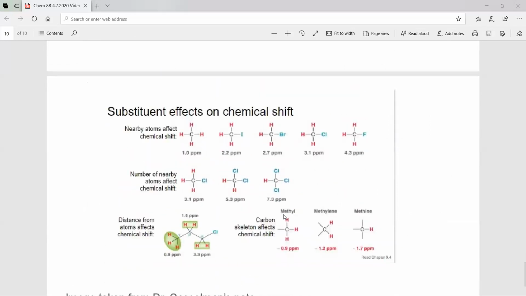This diagram taken from Dr. Castleman's lecture further supports this idea. As you can see, the hydrogen nearby an electronegative group has a higher chemical shift versus one that does not have an electronegative group nearby.